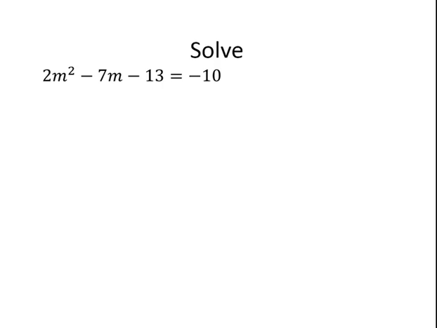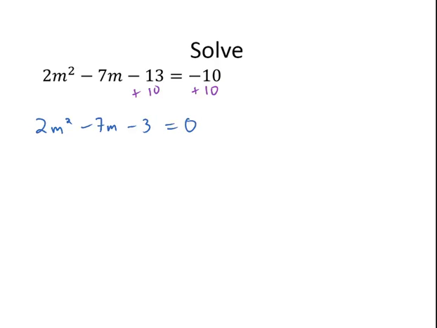Solve 2m squared minus 7m minus 13 is equal to negative 10. Alright, so notice that this equation is quadratic. We see that m squared, but it's not in the standard form. Well, we can easily put this in standard form by adding 10 to both sides. So we'll rewrite the equation as 2m squared minus 7m minus 3 is equal to 0.